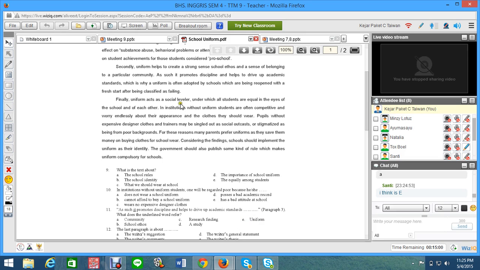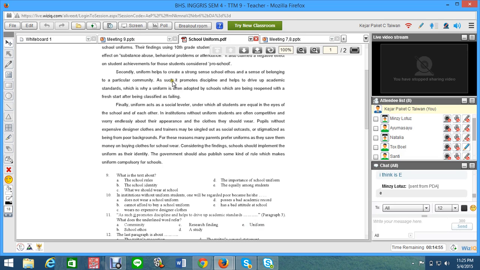Should be uniform. Jadi kalau ada seperti ini, it refers to, we have to see before, kalimat sebelumnya. We have to see the previous sentence. Contohnya, yang ini. Secondly, uniform helps to create a strong sense of others and a sense of belonging to a particular community. As such, it promotes. Berarti yang pertama subjeknya uniform. Yang didiskusikan adalah tentang uniform. Berarti selanjutnya juga tentang uniform. Jadi in uniform juga promote discipline.